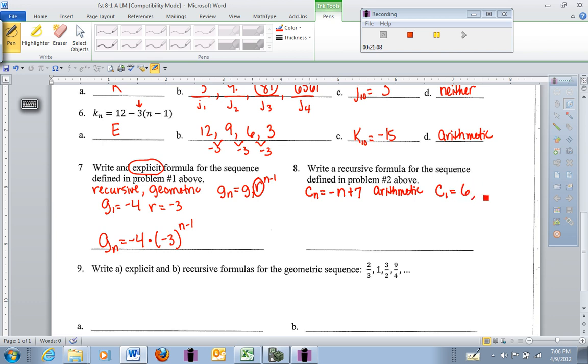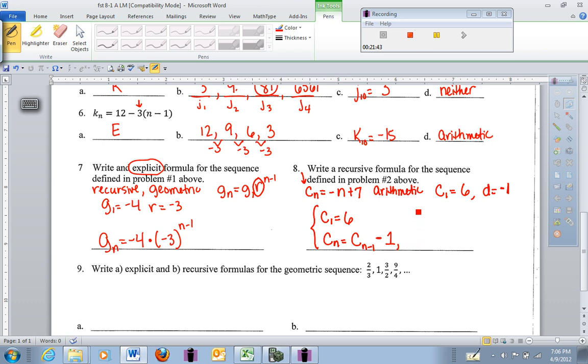And then I need to know my common difference. All right, well the numbers in that sequence were 6, 5, 4, 3, so this is going down by 1, so the d is going to be a -1. So now my recursive formula, I'm going to make a set bracket on the left. I'm going to identify the first term, c sub 1. I'm going to keep with c this time because c is the variable here. The first term is 6, and then the nth term is the previous term, c sub n minus 1, and then I want to subtract 1, which is the common difference.